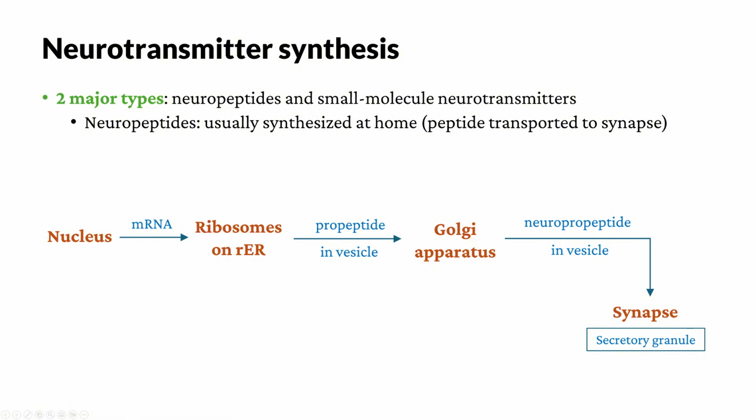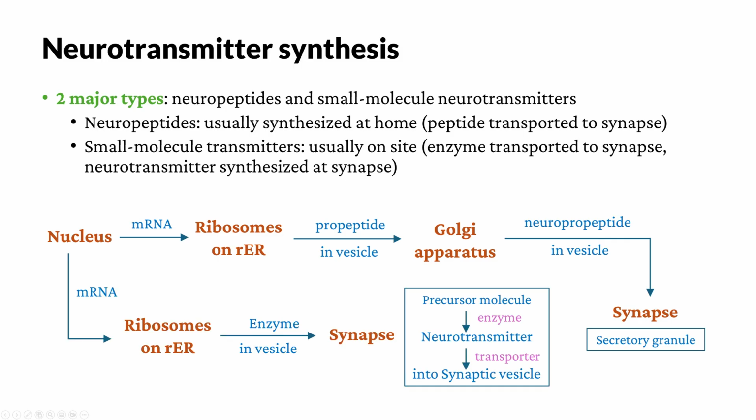This precursor peptide, or propeptide, is then processed in the Golgi apparatus. Then it is pinched off into a vesicle and transported along the axon until it reaches the synapse as a secretory granule. On the other hand, small molecule transmitters are usually synthesized on site. This means that there exist synthesizing enzymes located at the synapse, and neurotransmitter molecules are synthesized by them. The synthesizing enzymes themselves are made at the soma, just like neuropeptides.